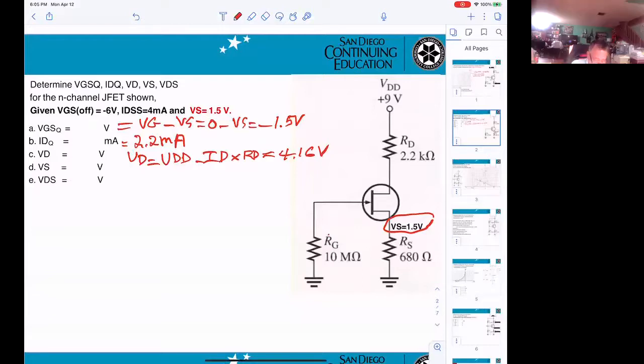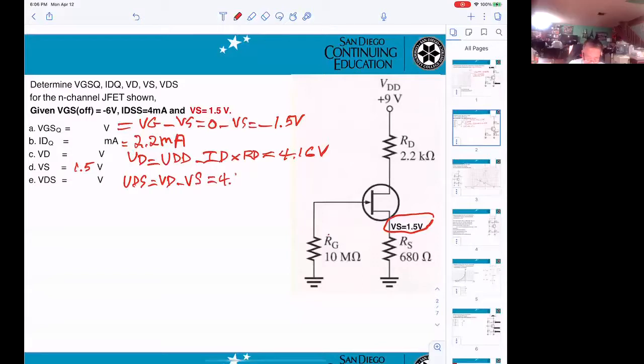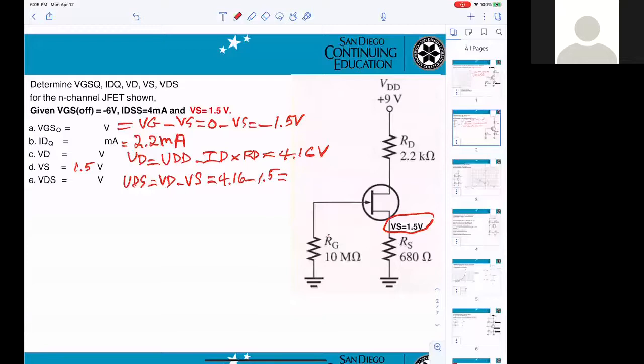VS we already know, 1.5. VDS is VD minus VS. VD 4.16 minus VS 1.5. What was that? 2.66, right? 2.66. Yes.